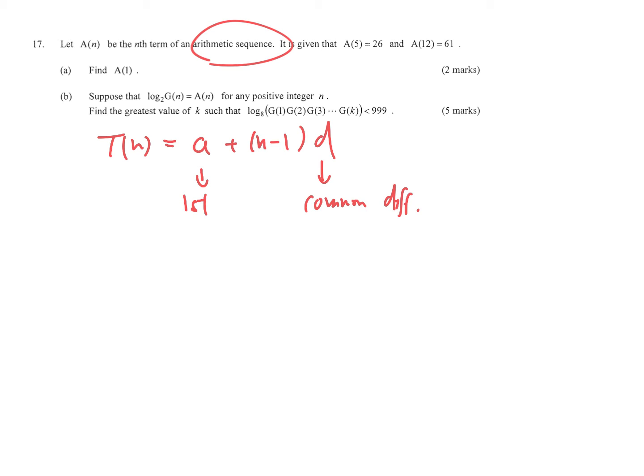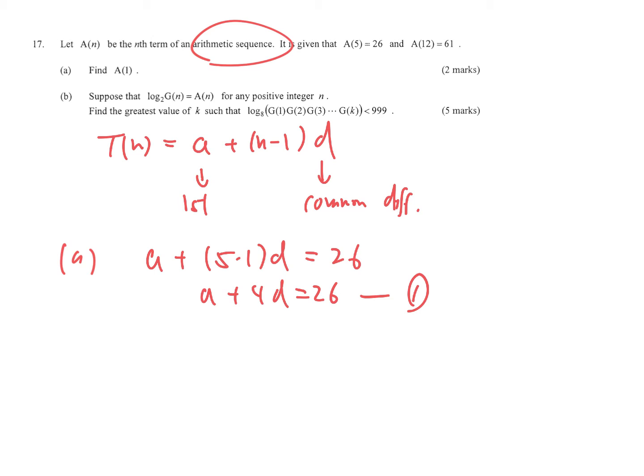Okay, so for a5 equals 26, basically it means that a plus (5 minus 1)d is equal to 26. So we have this equation 1. Then for a12 equal to 61, that means a plus (12 minus 1)d is equal to 61. So we have another equation.